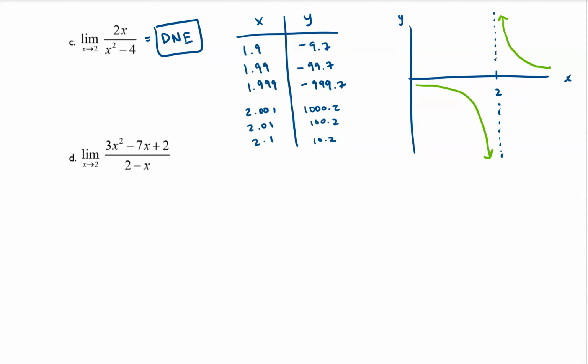Let's move on to part D. We want to find the limit as x approaches 2 of 3x squared minus 7x plus 2 all over 2 minus x. Now, this is a rational function example. If we plugged in 2, it would make the denominator 0 because 2 minus 2 is 0. So we need to move on to our next tactic, which would be factoring. So the numerator is a quadratic function, and we want to try to see if that's factorable.